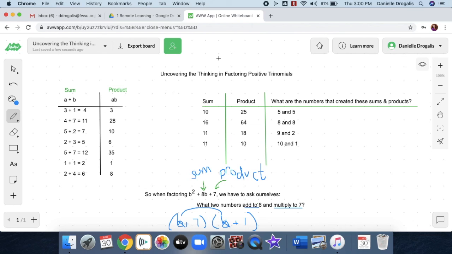So that's the thinking. I'd like you to start practicing and get in the habit of asking yourself that question. What two numbers will add to such and such and also multiply to such and such? Good luck.